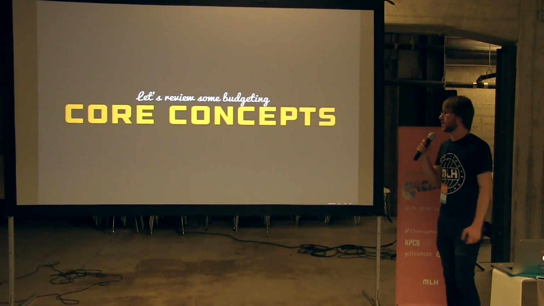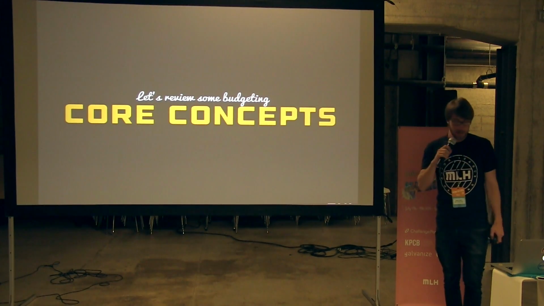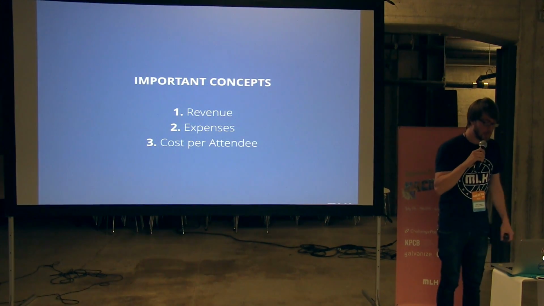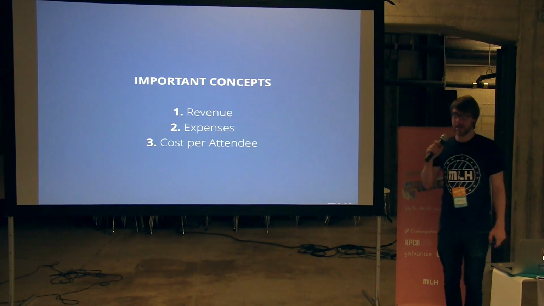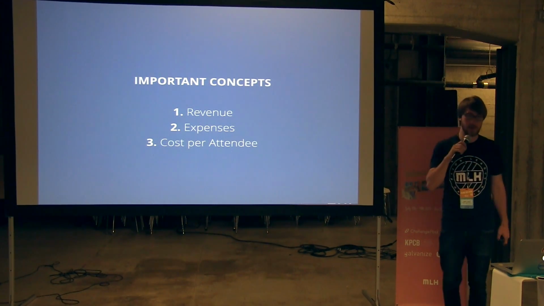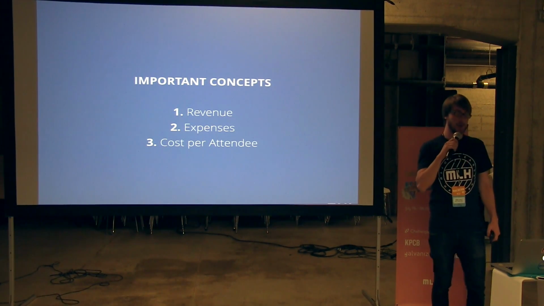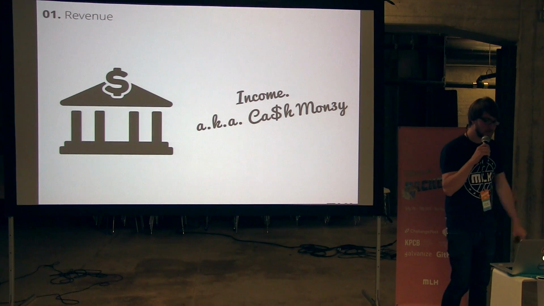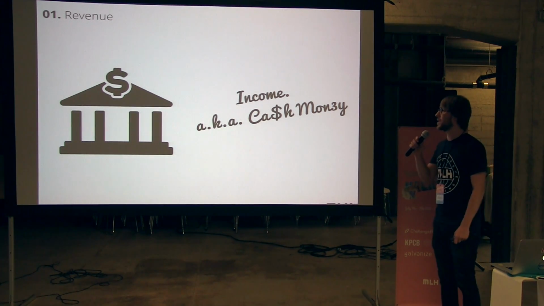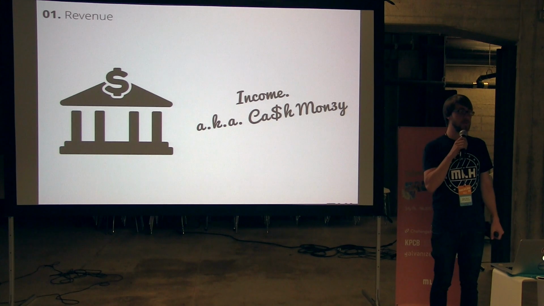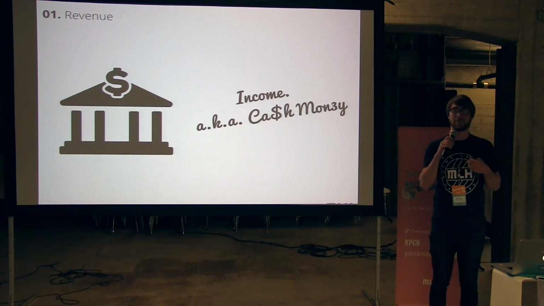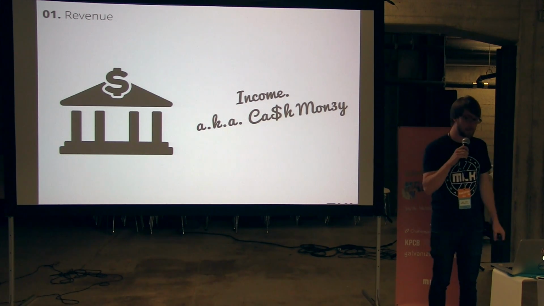Let's go into some core concepts of budgeting. There's three that I'm going to go over: revenue, expenses, and cost per attendee. These are the three basic things I think you need to know in order to understand and interpret a budget. Revenue is the first one. Basically, this is your income. This is your cash money. In the example of student hackathons, most of the time, student hackathons are funded through sponsorship from companies.